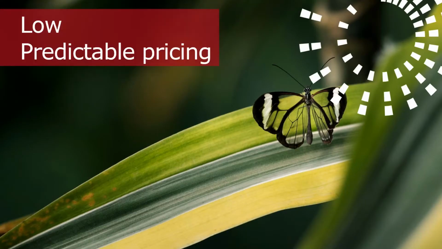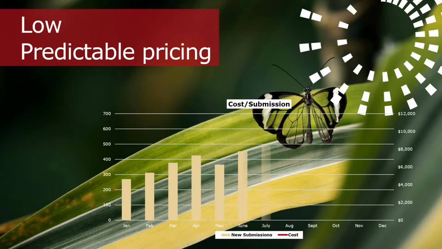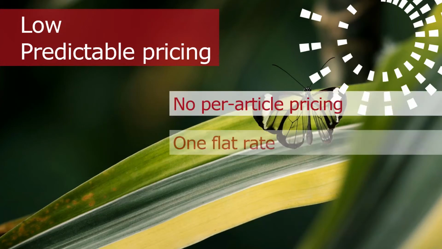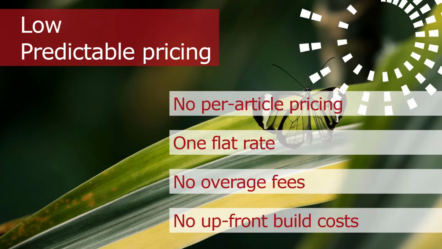Our pricing is structured to provide peace of mind and encourage growth in your publishing program. Many submission systems charge more as your submissions increase, creating a barrier for growth. BenchPress Unlimited charges one flat rate for the term of your subscription that will not go up as your submissions increase. There are no upfront build costs or hidden overage fees that can constrain growth or result in unbudgeted costs. There's just one rate.